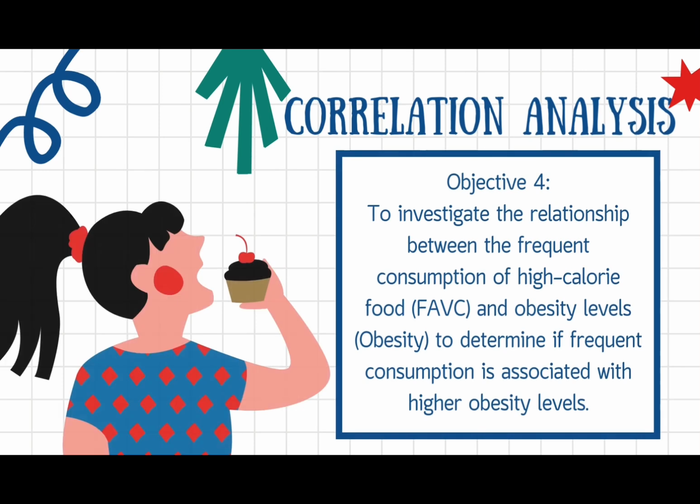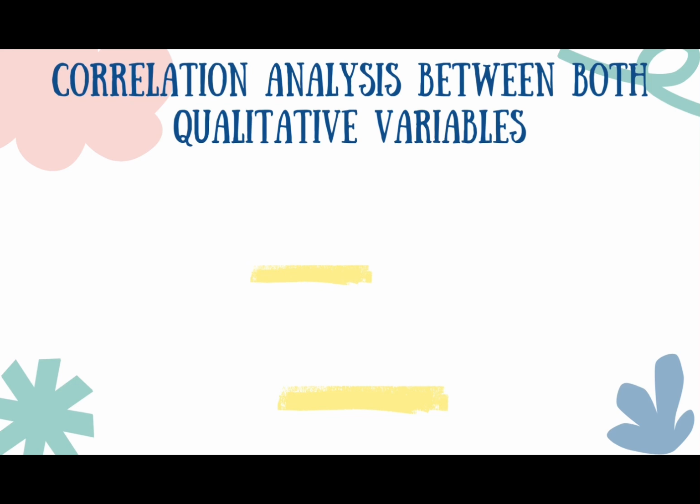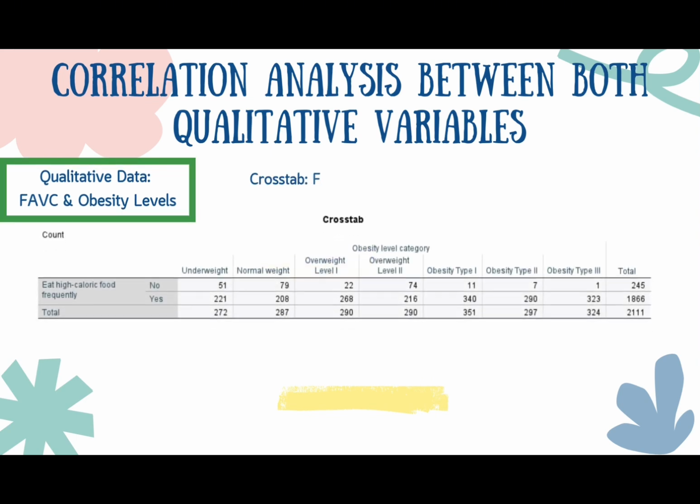Next, objective 4 is to investigate the relationship between the frequent consumption of high-calorie food, FAVC, and obesity levels, obesity, to determine if frequent consumption is associated with higher obesity levels. Objective 4 indicates the correlation between FAVC with obesity, in which both variables are qualitative data. Before starting the analysis, the variables categories must be identified to determine the rows and columns for the analysis. This will help decide which types of measurements to use for the correlation.